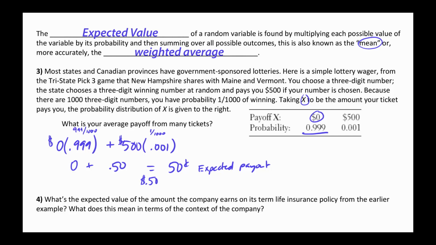This compares a little bit to the regular average. If I take the regular average, so you can win either $0 or you can win $500, and I divide them by the number of choices, I would get 250. But it's not that on average people would win $250, because these two options are not weighted the same. $0 is weighted much more than the $500. You lose much more than you win. So that's why we have to do this expected or weighted average.